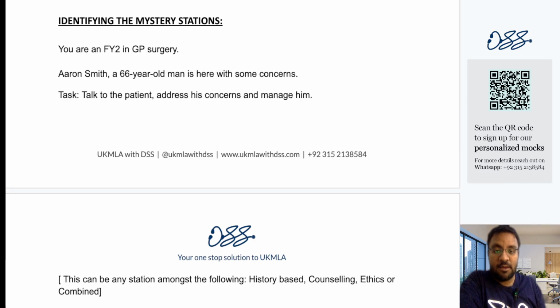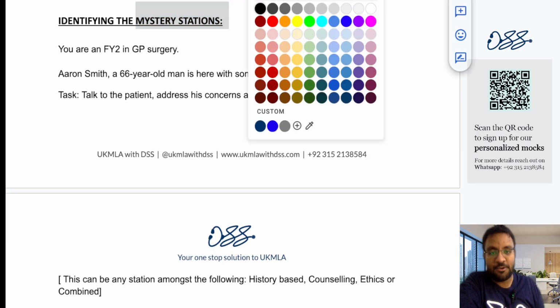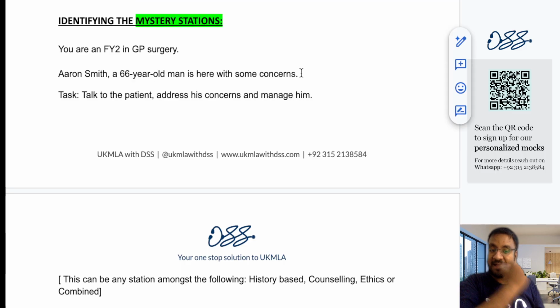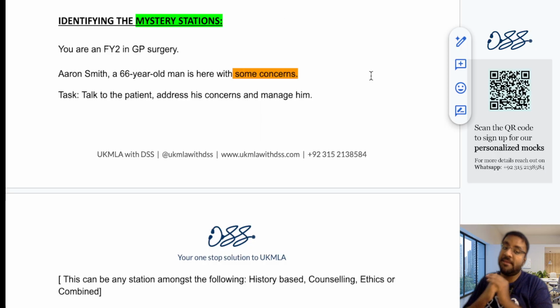And what they are doing now, because they know this trick, that the students are able to identify what type of station it is, is giving you the mystery station. I call it the mystery station. Why I call it that is because in the task outside, they just write one thing: Aaron Smith, age, and that they are here with some concerns. And that concern can be anything.